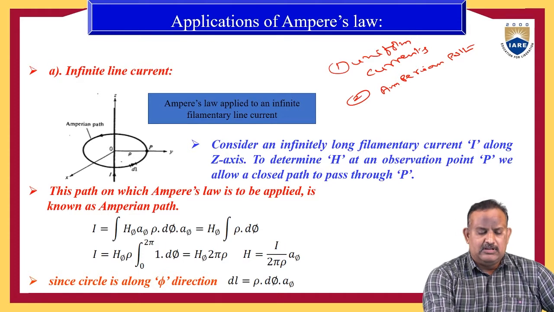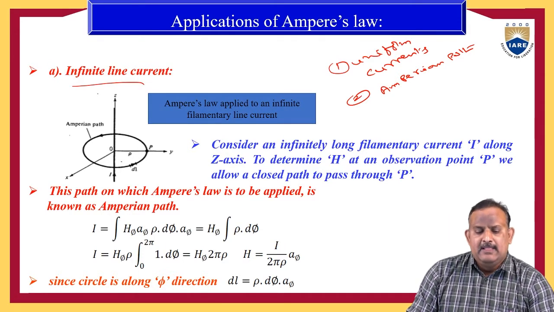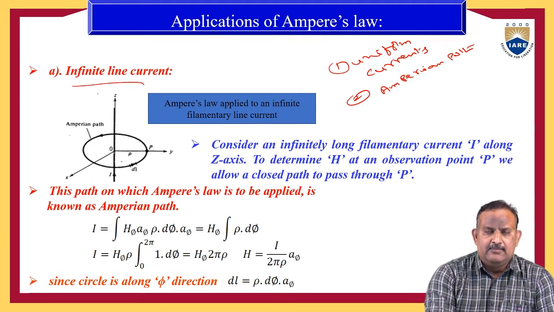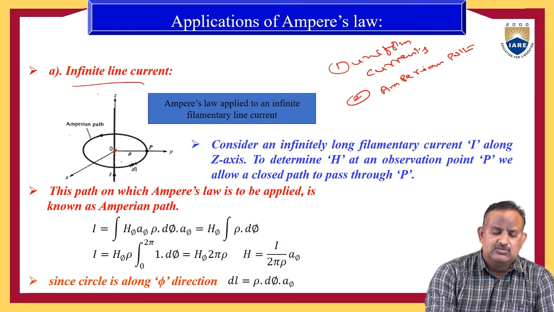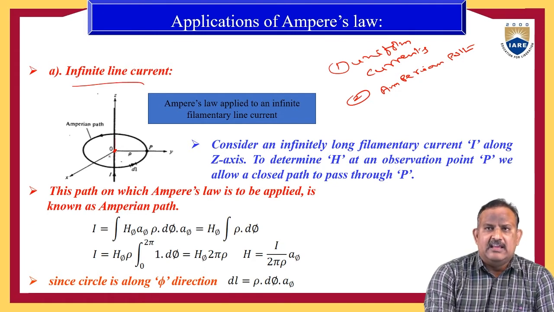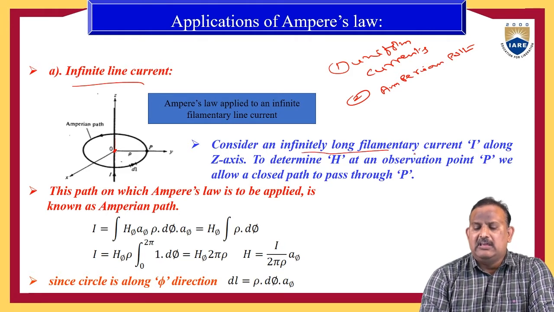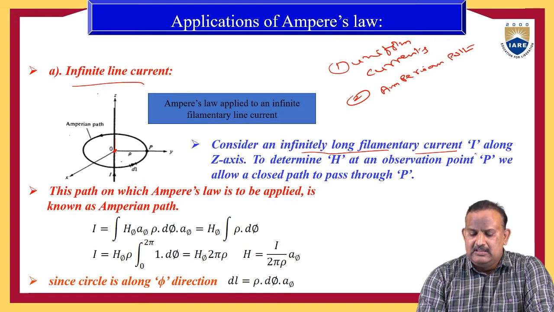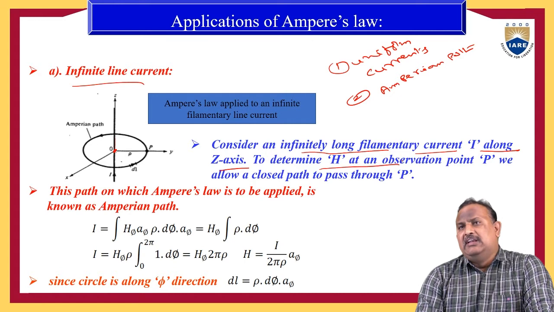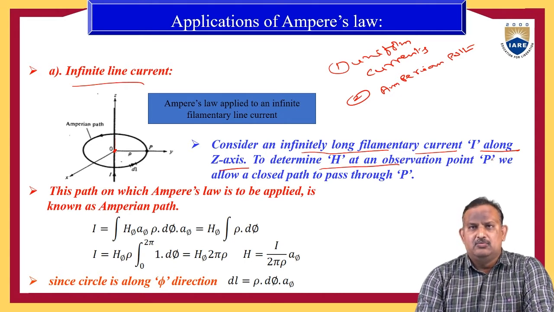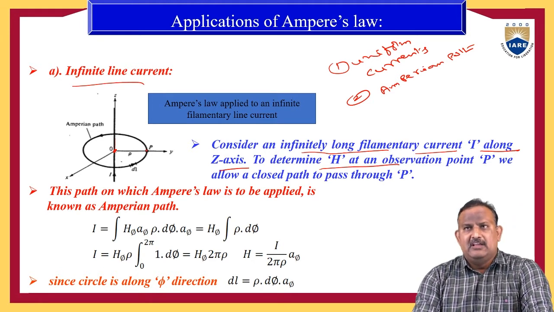The first application is the infinite line current. Consider an infinitely long filamentary current I along the z-axis. To determine the magnetic field intensity at a point P, we need to apply Ampere's circuit law.